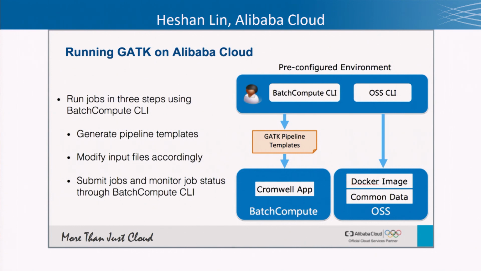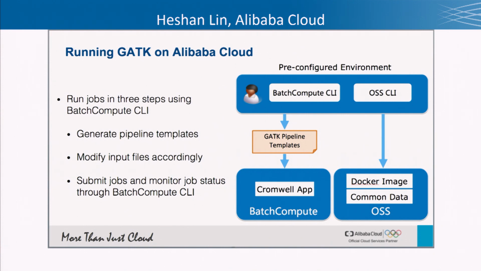Okay, so how do we run a GATK pipeline on Alibaba Cloud? In order to make it simple, we offer a pre-configured environment. We deploy the Docker image and the common data such as reference genome and indexes in public OSS buckets. We add a Cromwell app in the batch compute, which can interpret the WDL scripts and launch jobs accordingly.